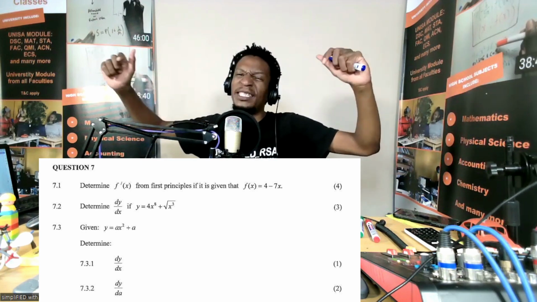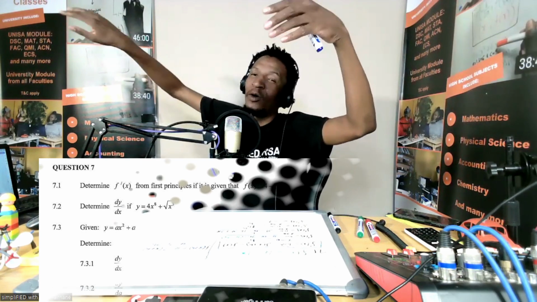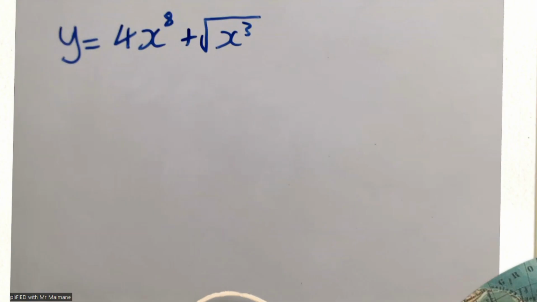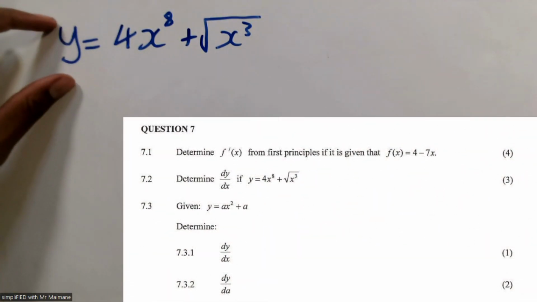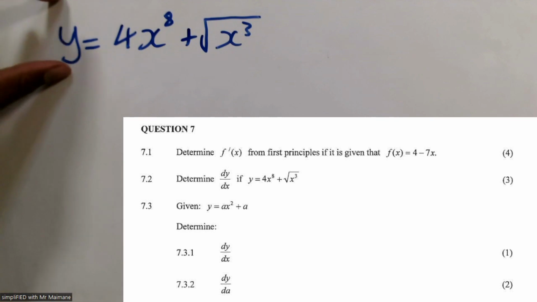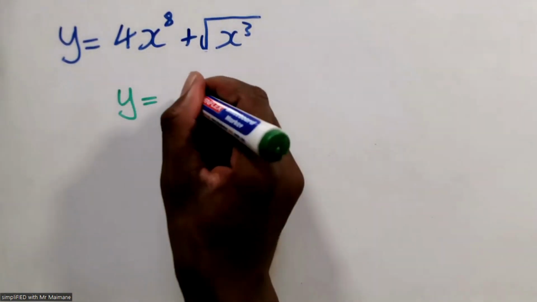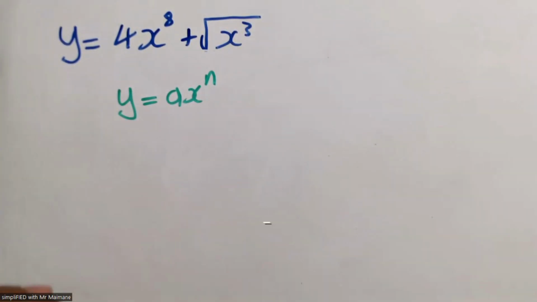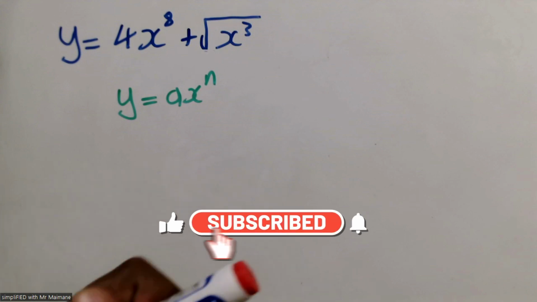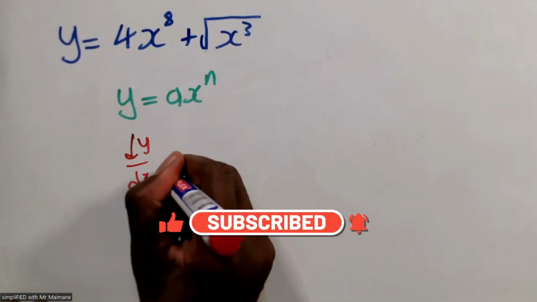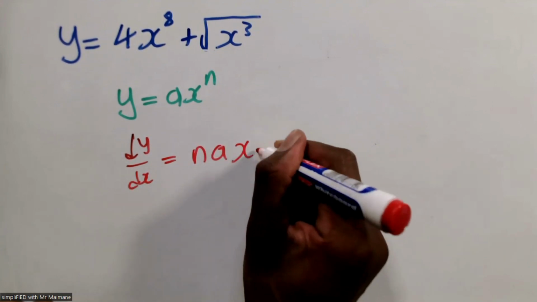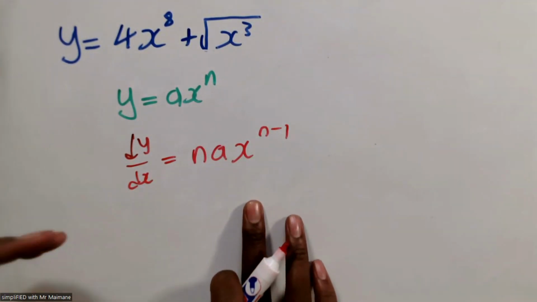That's because the first principle is just a longer way, or just the explanation of the fundamentals of calculus, which is another story. But now, to determine dy over dx for 7.2, this is how we do it. We are given that y is equal to that. You don't just go straight and say dy over dx from this one. You have to simplify it further, because we know that if you have y is equal to ax to the exponent n, the dy over dx of this is n ax to the n minus 1. This is the rule that we have to know.